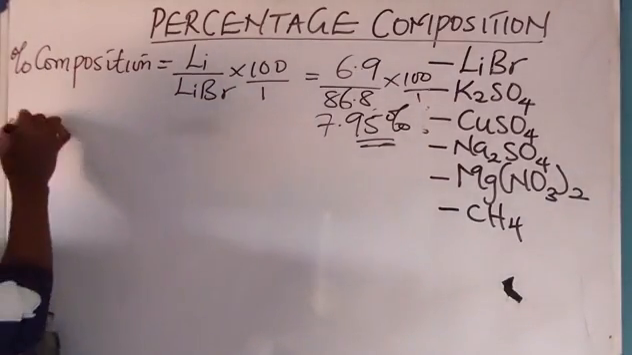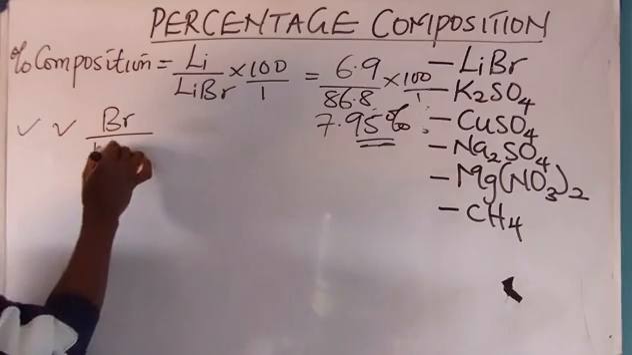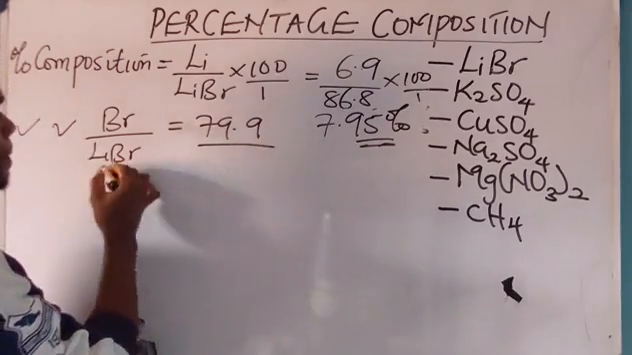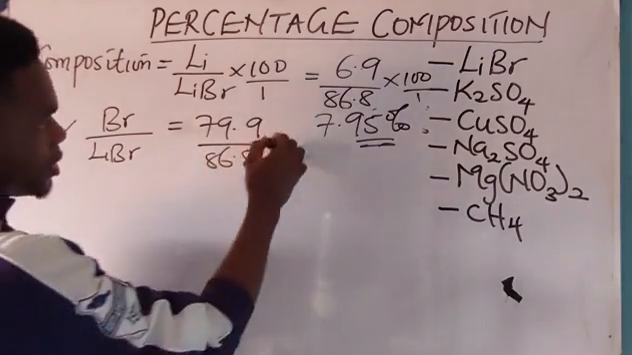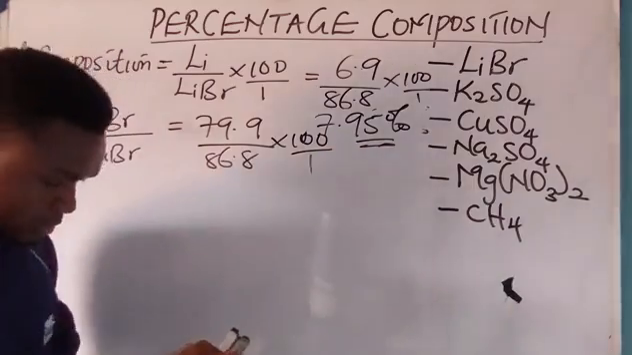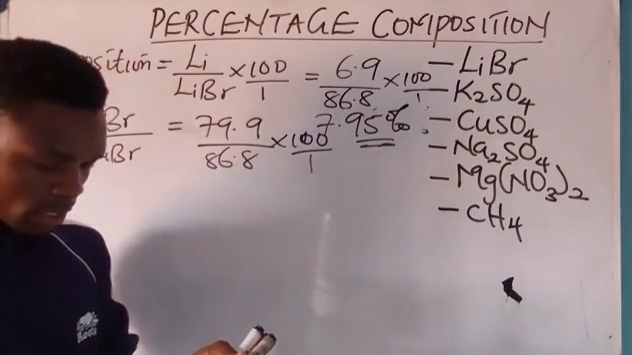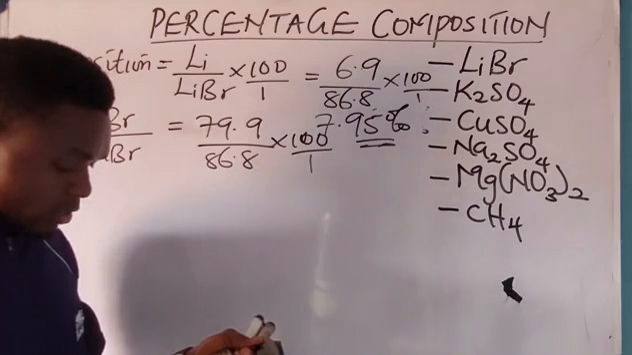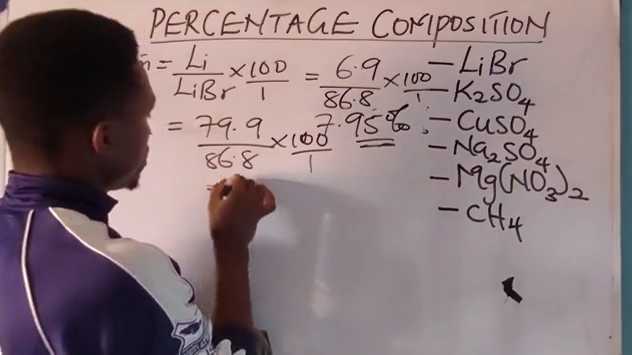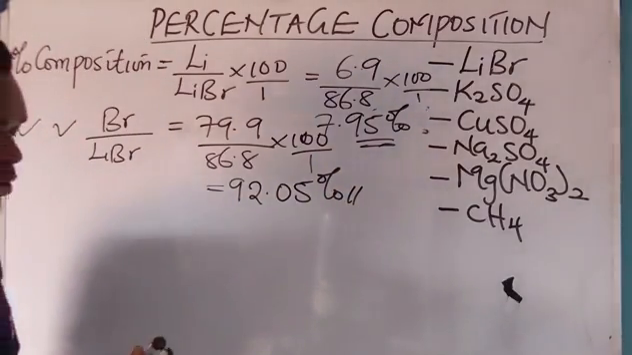Then as for bromine, it becomes bromine over LiBr. Bromine is 79.9 over, of course, 86.8 times 100 over 1. So 79.9 times 100 equals 7990 divided by 86.8 rather. You have it to be 92.05%. Now, in order for you to be sure of what you have done, sum everything together.